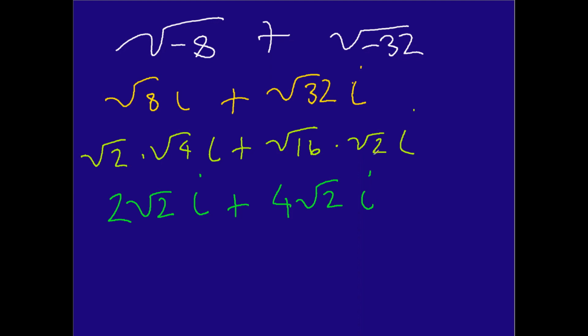Now because we have the same bases, if you will, inside the square roots, we can now just add things across because it's square root of 2, square root of 2.